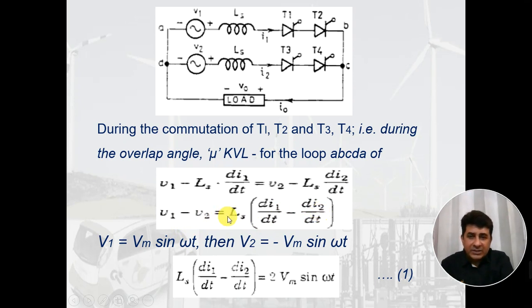And if we solve it further by entering the value of V1 as Vm sin omega t and the value of V2 as minus Vm sin omega t, V1 minus V2 becomes Vm sin omega t minus minus Vm sin omega t. So this gives you 2 Vm sin omega t. This becomes equal to Ls times di1 by dt minus di2 by dt. Let me mark this equation as equation number 1.